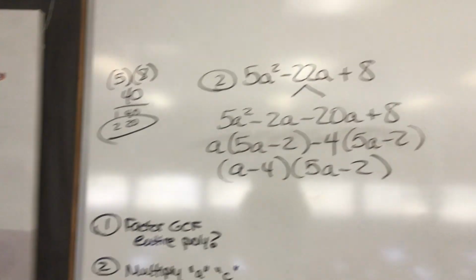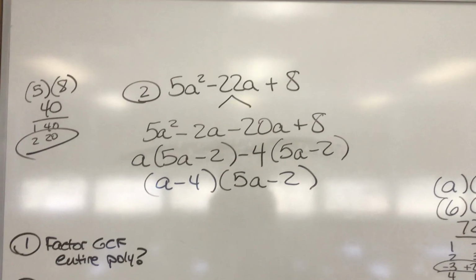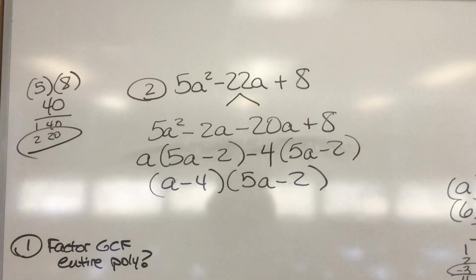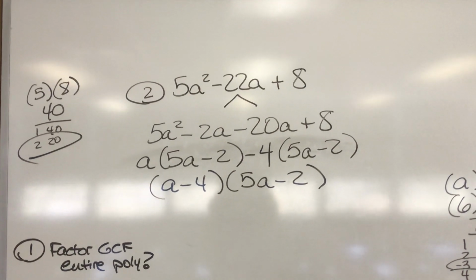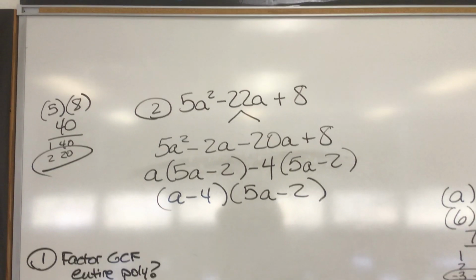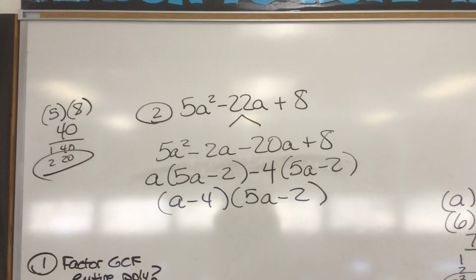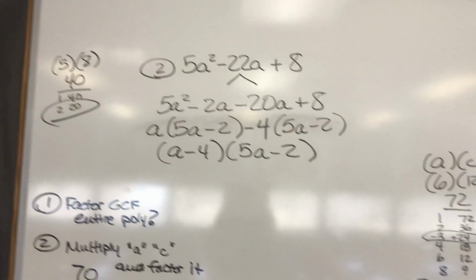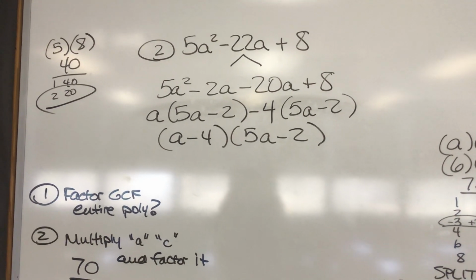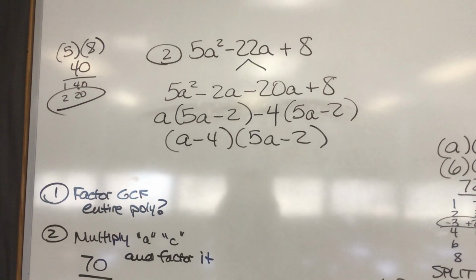So come over here and I split the middle. Look at negative 22a. I split it into negative 2a and negative 20a. My a value, 5, stays the same, so 5a squared is there. My 8, my c, stays the same. And now I have 4 terms, so I factor by grouping. The greatest common factor of 5a squared minus 2a is a. Factor that out, and I'm left with 5a minus 2.